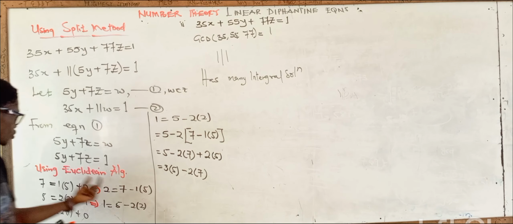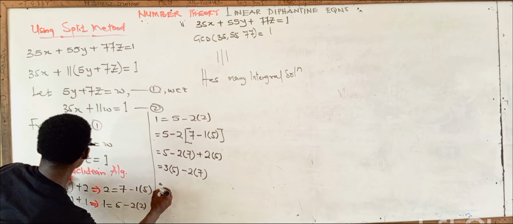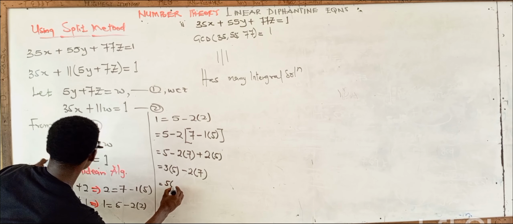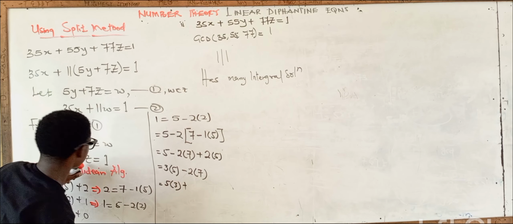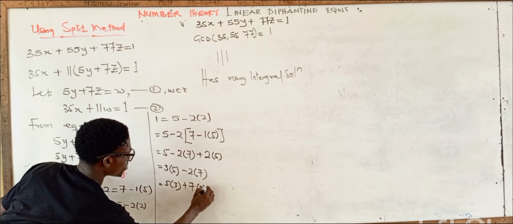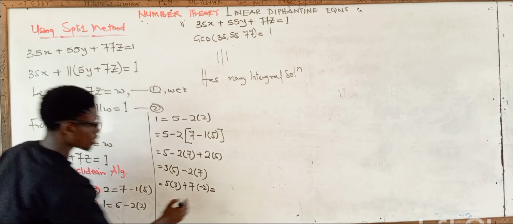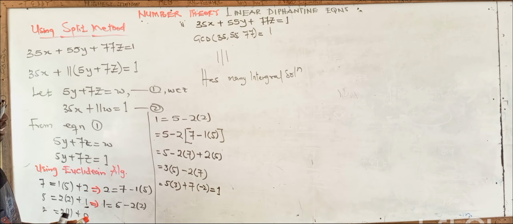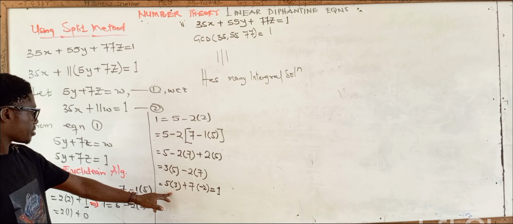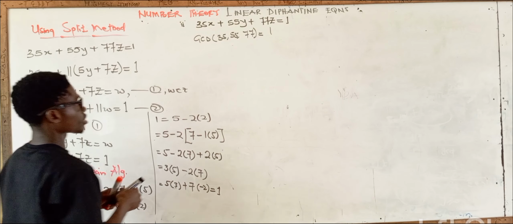We have 5 and then 7. Let's rearrange this to look like this. Okay. So the first one is 5. So we have 5 brackets, 3y minus, so let's make it plus 7 and then minus 2. And this is equal to the GCD. The GCD is 1. It's equal to 1.